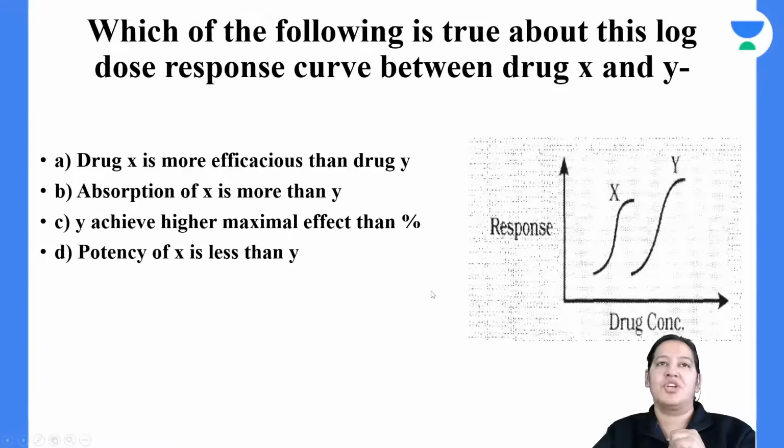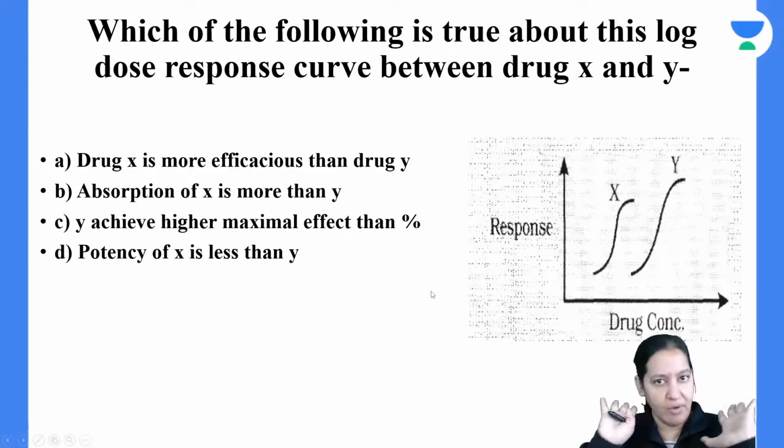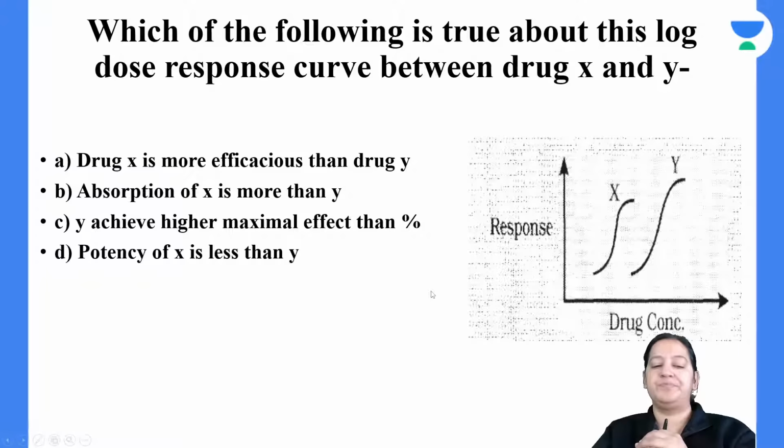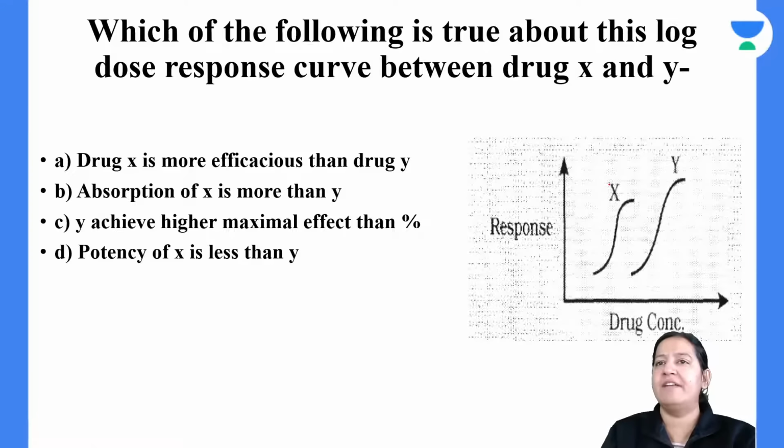So coming on to the next question. No, it is a difficult question. Don't rush. Take your time. I'm sorry. A graph is given to you. There are two drugs, X and Y. You can see the graph for both of them. This is the graph for X. This is the graph for Y.